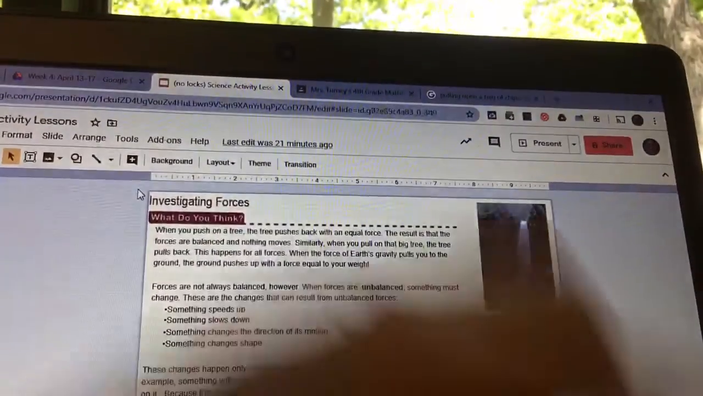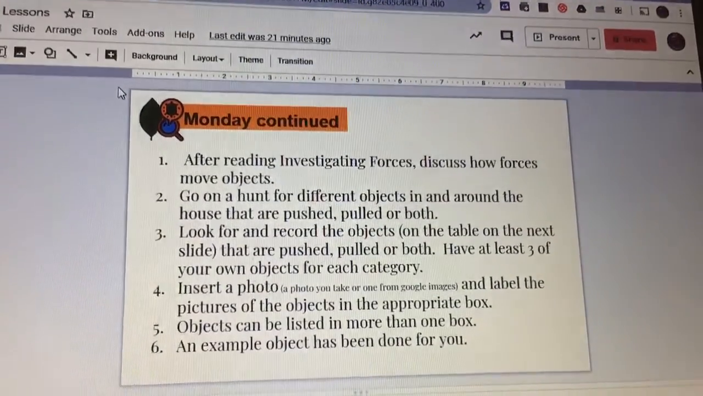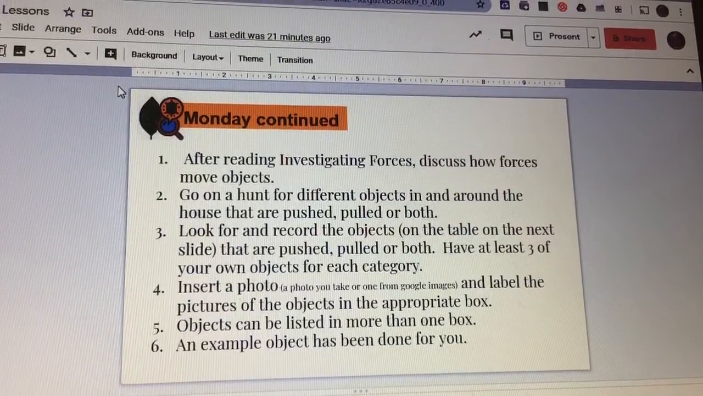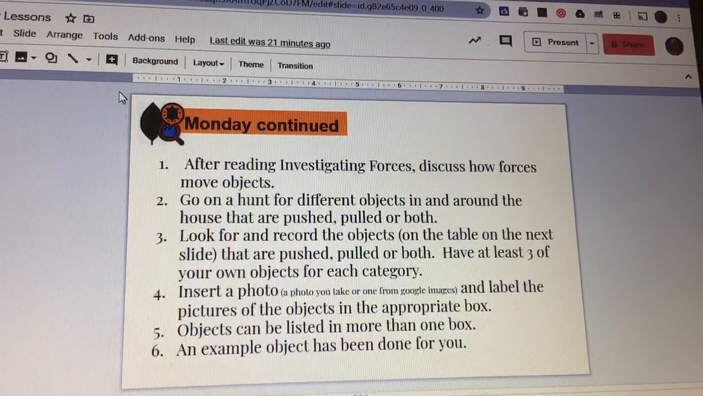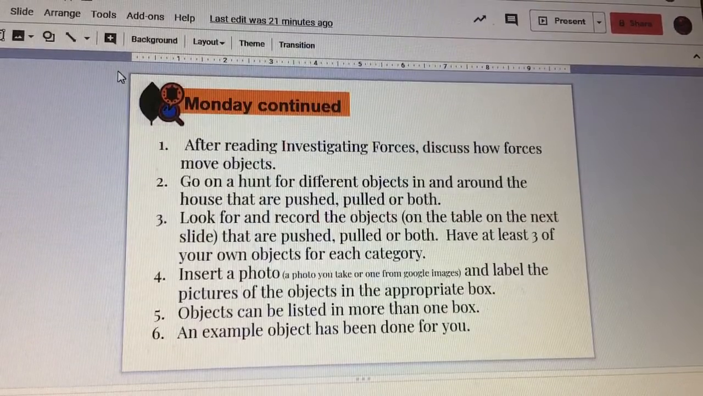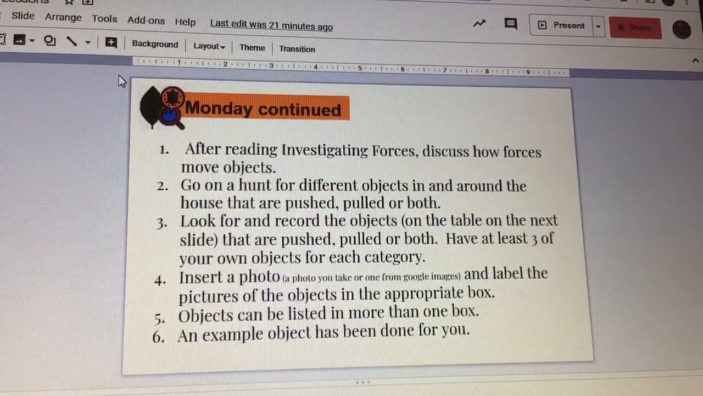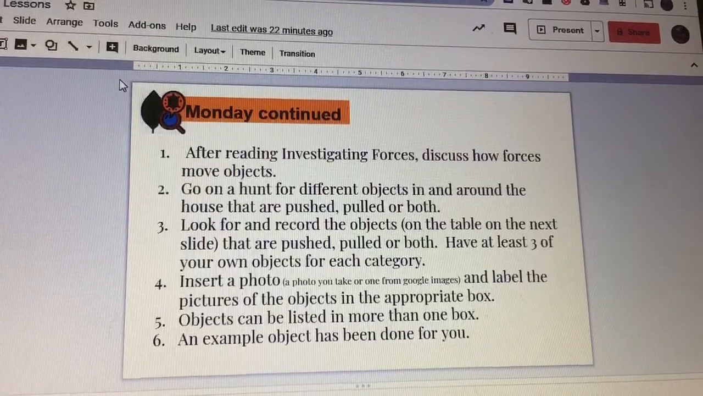All right, and then you're going to come here. Monday continued. So you just got done reading Investigating Forces, or I just got done reading it, and thinking about how objects move around and the forces that are on those objects. So now we're going to go for a hunt somewhere in your house or outside for objects that either push, objects that pull, or both. You're going to record those objects on the table on the next slide.